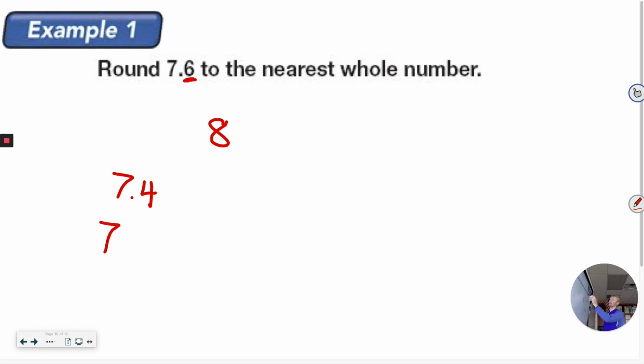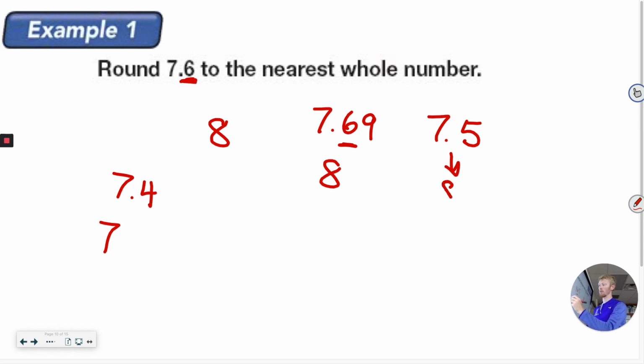So you always look at this first number here, 0.6. Even if I had something like 7.69, I'm still going to look at this first number, and then I'll round based on that first number. All right? So 7.69 would round up to 8 again. Now, what if I had 7.5? Since that is halfway, 7.5 rounds up to 8.